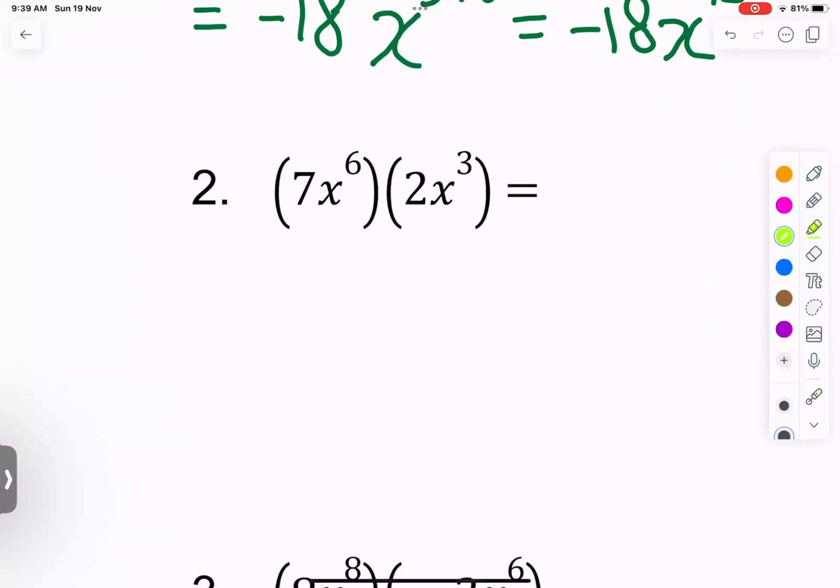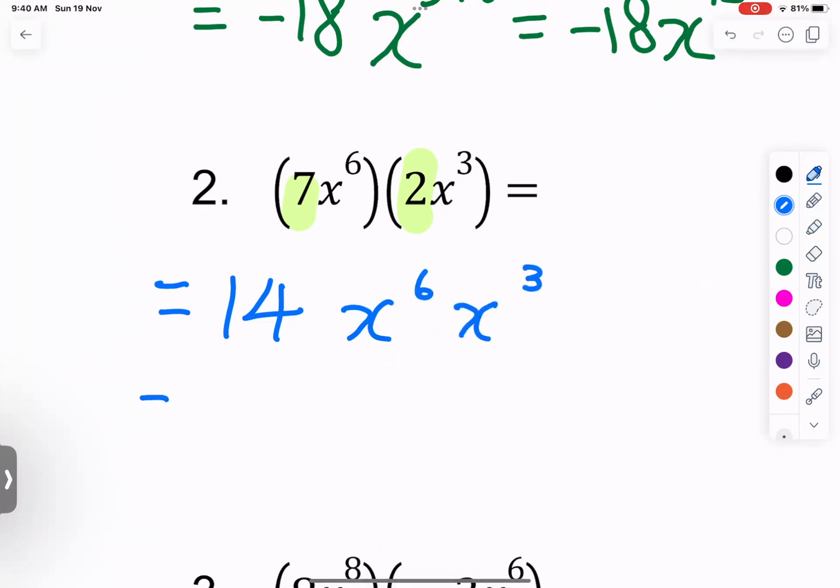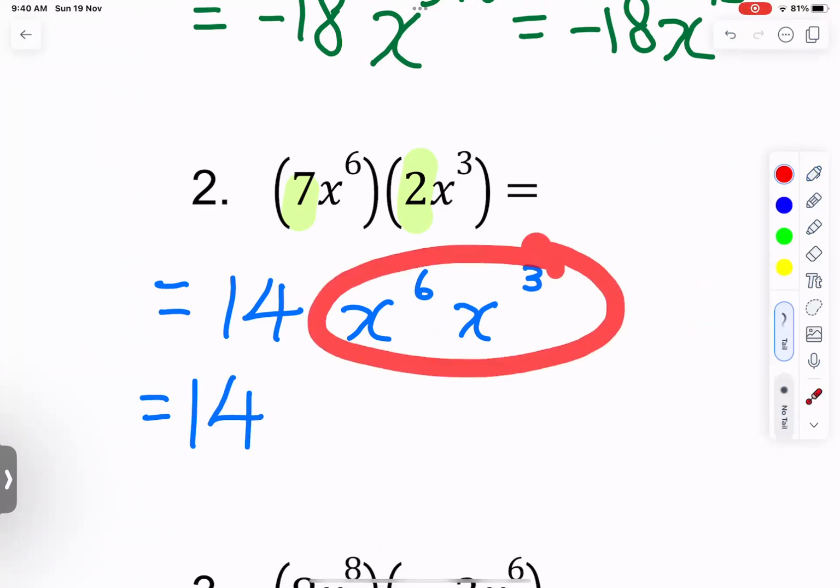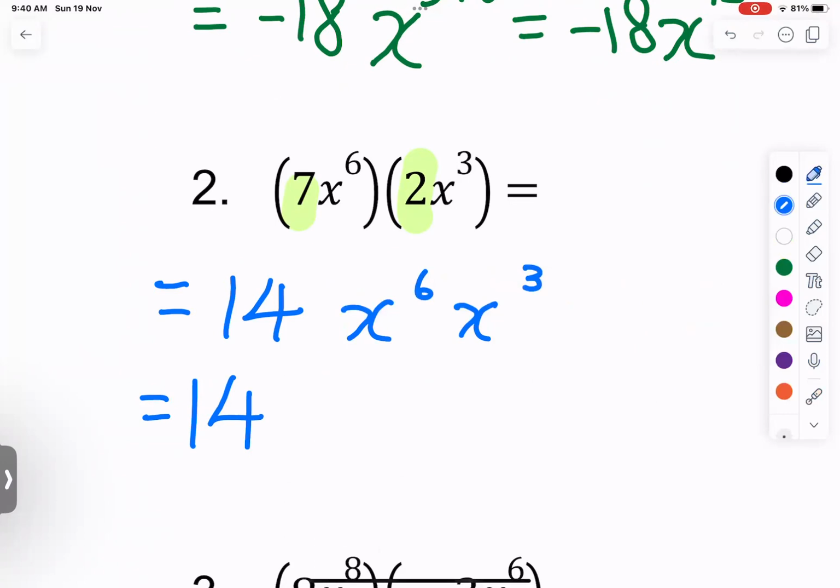Okay, same goes for here. Are there any numbers? Deal with that first. 7 times 2, 14. Numbers, nothing else to do, just keep it there. And they both have the same base, so the powers will add up. 6 plus 3.